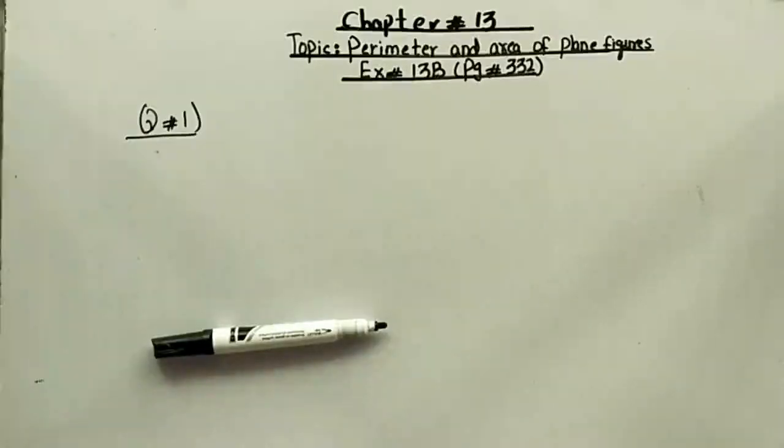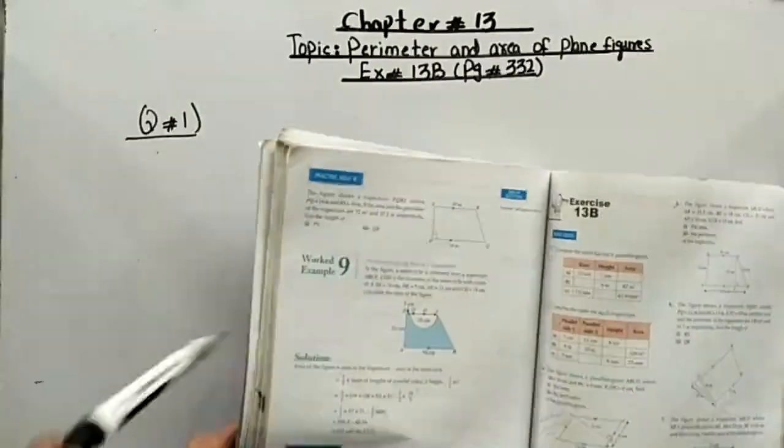We are going to start 13B exercise, and question number 1, complete the table for each parallelogram. Okay, as you have already just seen different types of slides about the parallelogram, which type of shapes are called parallelogram and what is the formula of area and perimeter of parallelogram. Fine.